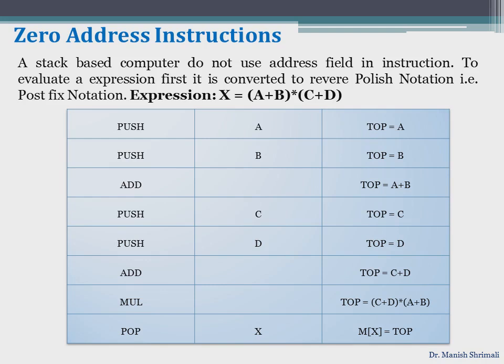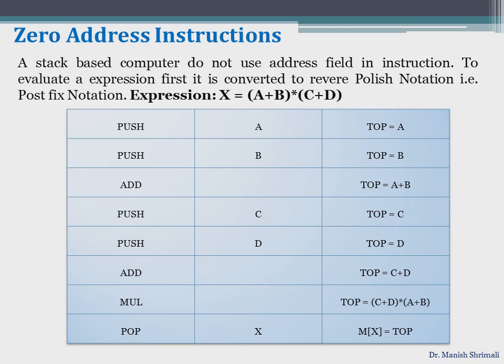In order to solve this expression, first we push A, so the top is pointing to A now. Then we push B, and now the top is pointing to B. Now we have to execute A plus B, so we add A plus B, and now our top is pointing to A plus B. Now we push C, so our top points to C. Next we push D, so our top points to D. Now we have to add these two, so we give the instruction add, and now our top points to C plus D.